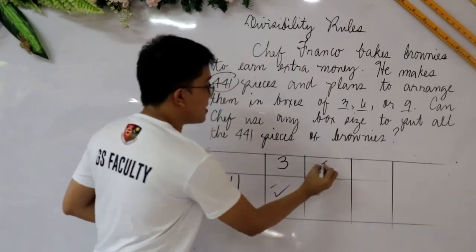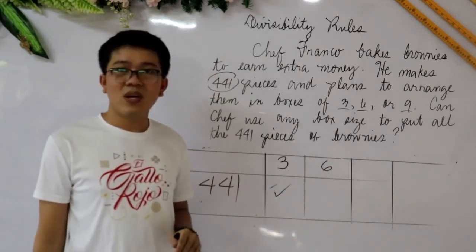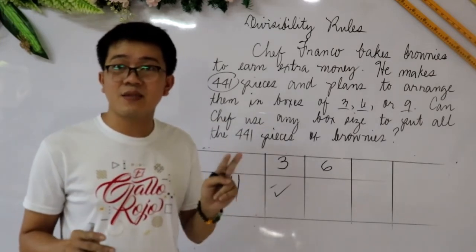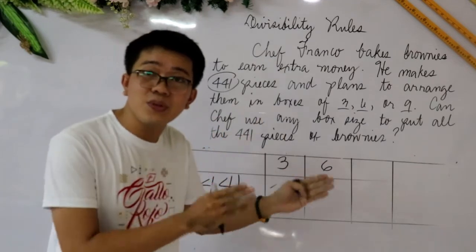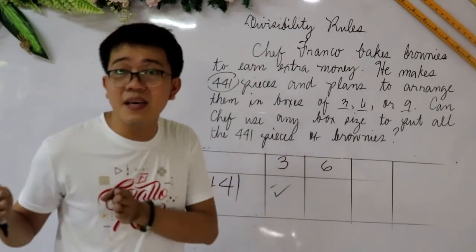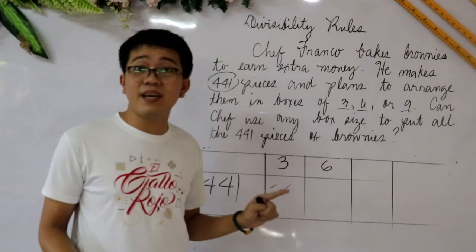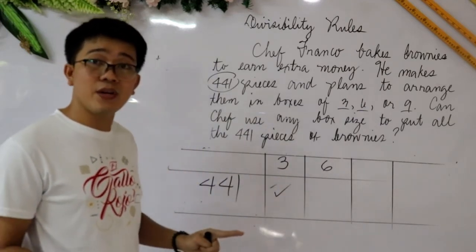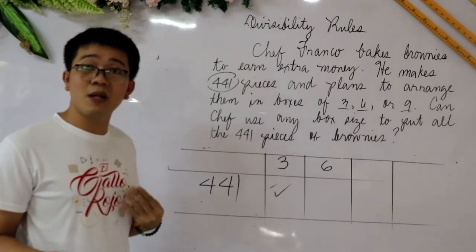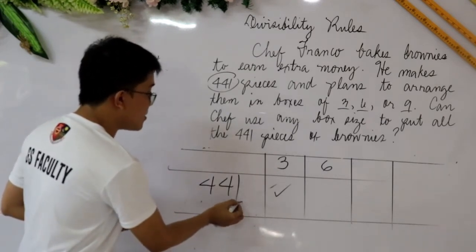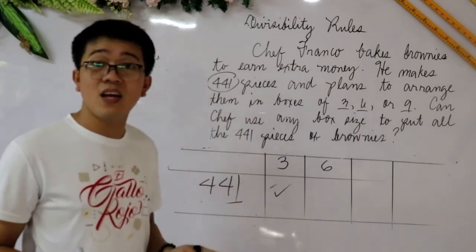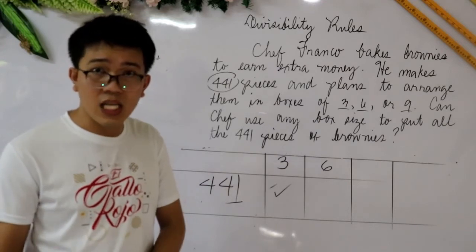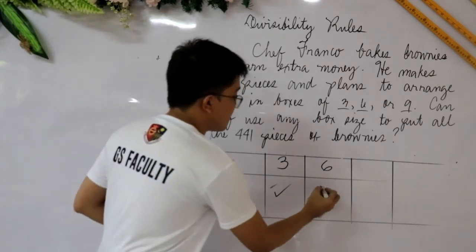Next, is it divisible by 6? What is again the divisibility rule number 6? It has to satisfy two conditions. First, it should be divisible by 2. Second, it should be divisible by 3. Now, it is already divisible by 3, right? But is it divisible by 2? Remember, it has to be even to be divisible by 2. But the last digit here is 1, and 1 is not even. So we say that it's not divisible by 2, and therefore it is also not divisible by 6.